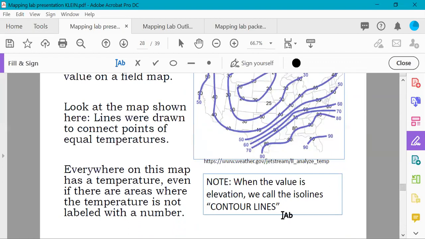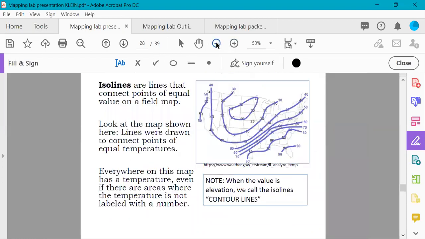So when we're talking about elevation, we call it contour lines. But in this case, it's isolines. Isoline is the generic term, and then the specific term for elevation is contour lines.